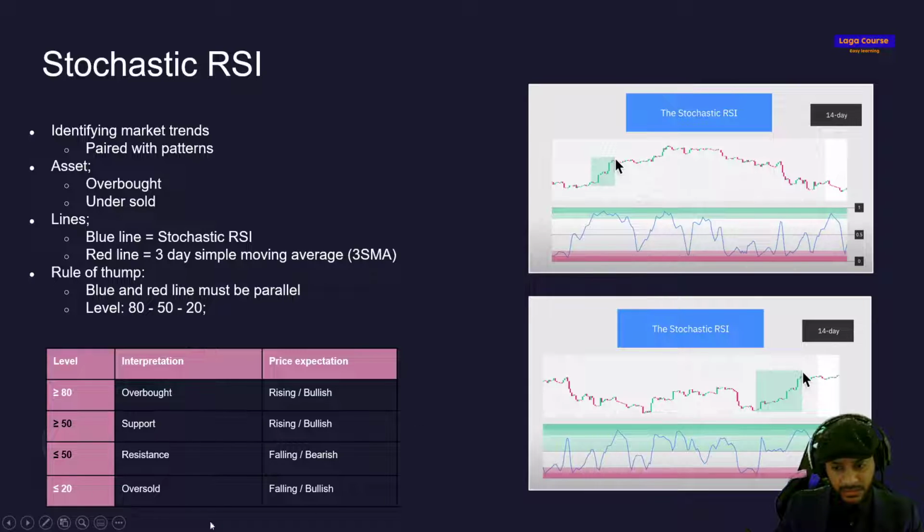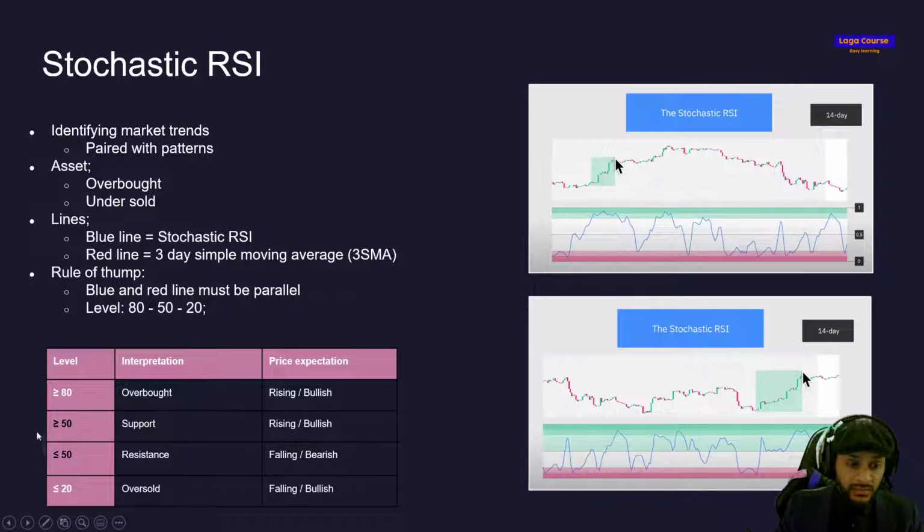So this is a summary of how this indicator works. You can see this is 100%, this is 50%, this is 0%. If the stochastic RSI is at or above 80, which means that it's overbought, it means that the price is really bullish. Look, you can see over here the market is at 80 and it's increasing, which means that the price is increasing as well.